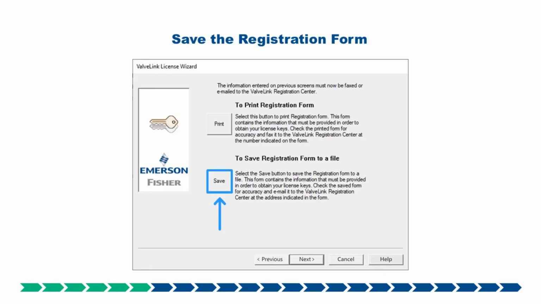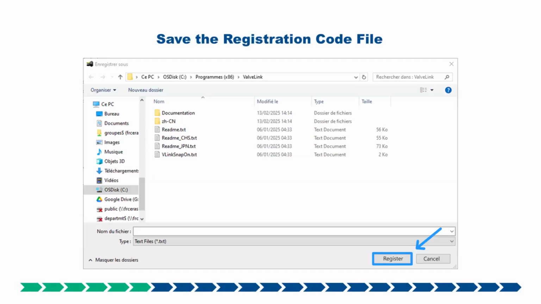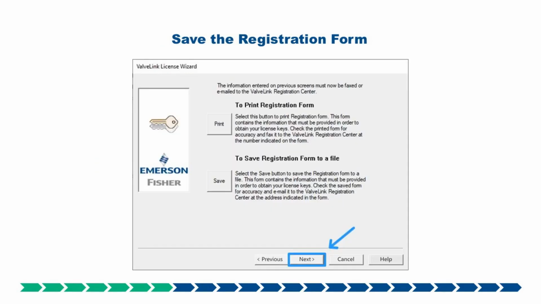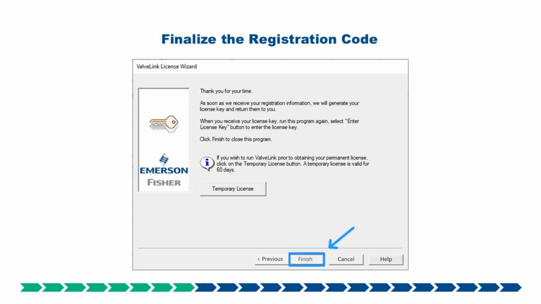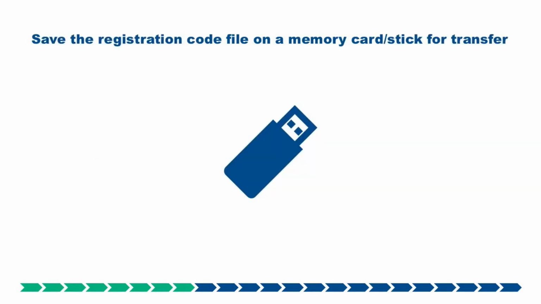Save the registration details by clicking to save registration form to a file and store the generated registration code file on your desktop or in your desired folder for easy access, and then click on Register. Click Next and press Finish. Then save it to a media card or USB stick for transfer.